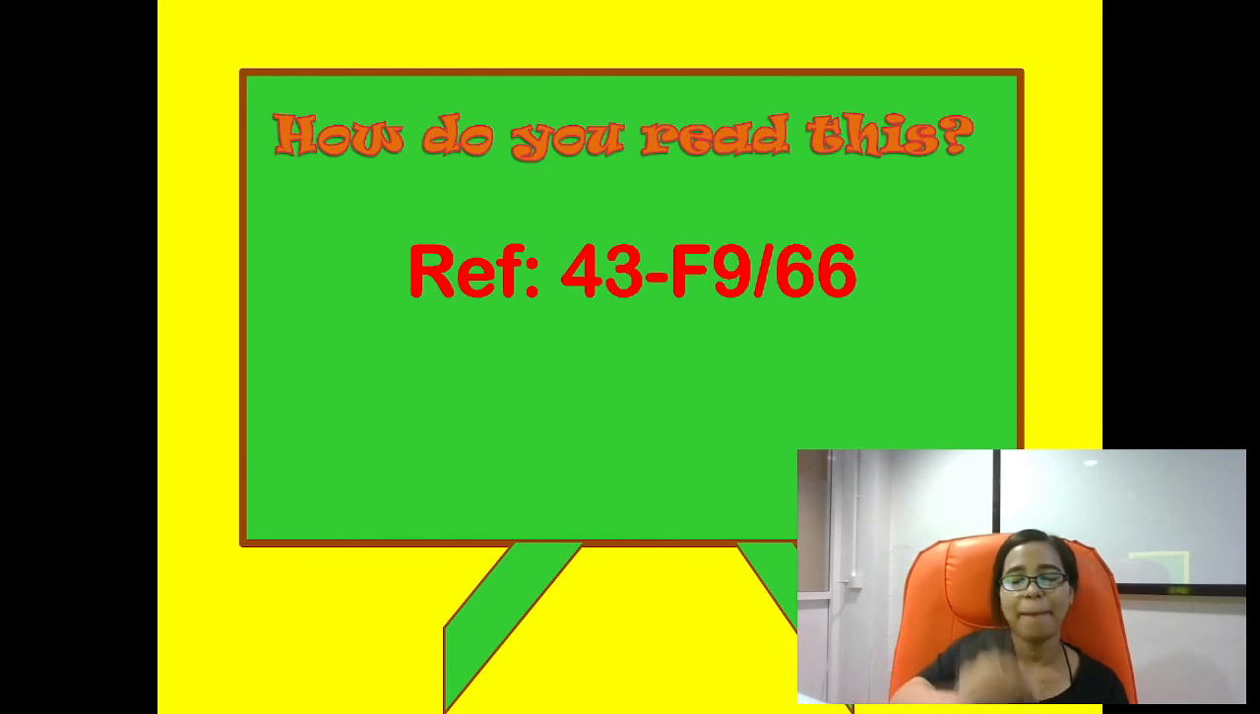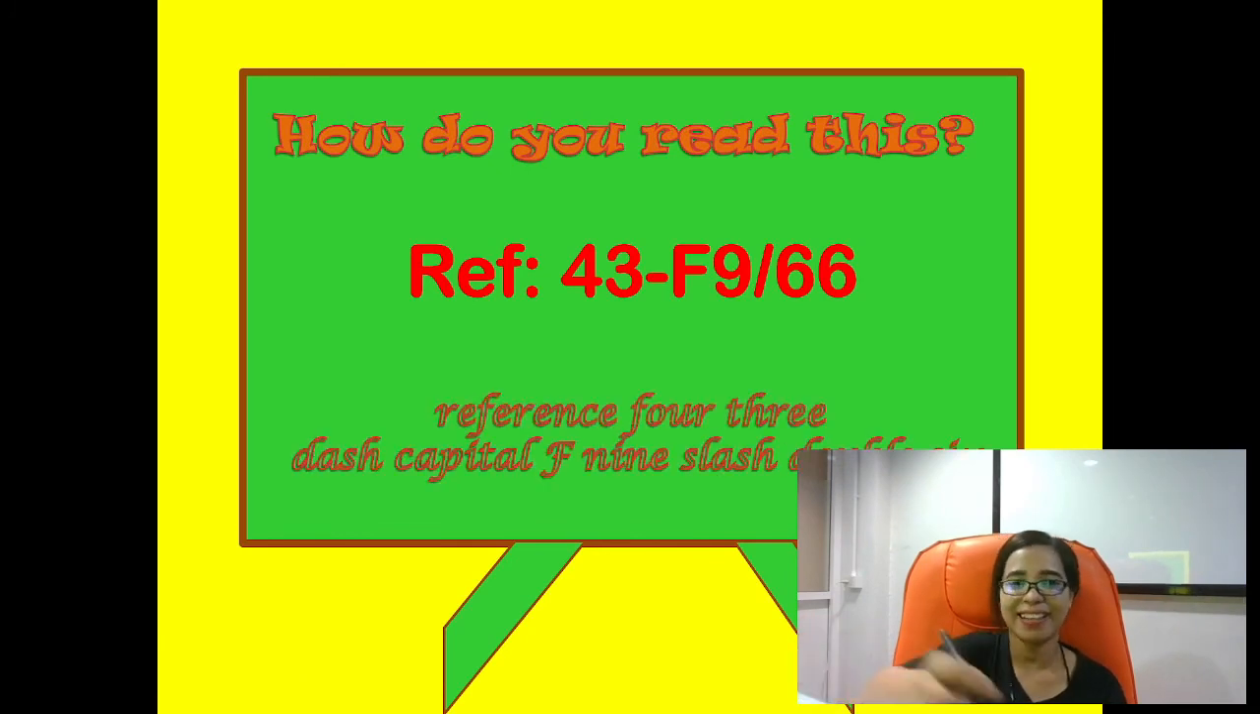Next page. Okay, how do you read this? Okay, REF colon 43 dash capital F 9/66. So this is how we are going to read it. Okay, so we have here REF is a shortcut for the word reference. So this one is reference 43. Okay. Dash. So that symbol is dash. Capital F. Okay, there is capital F.